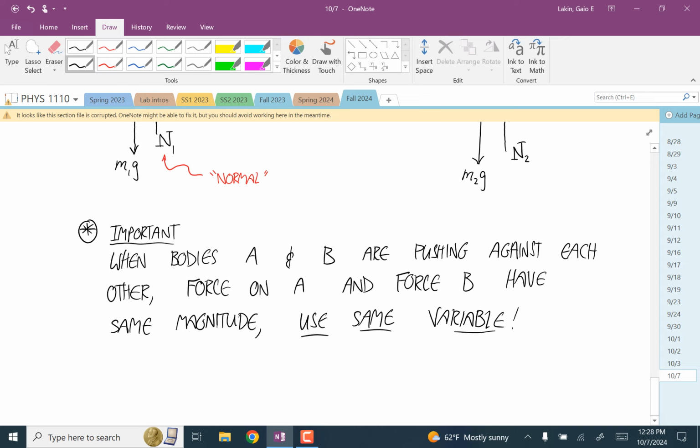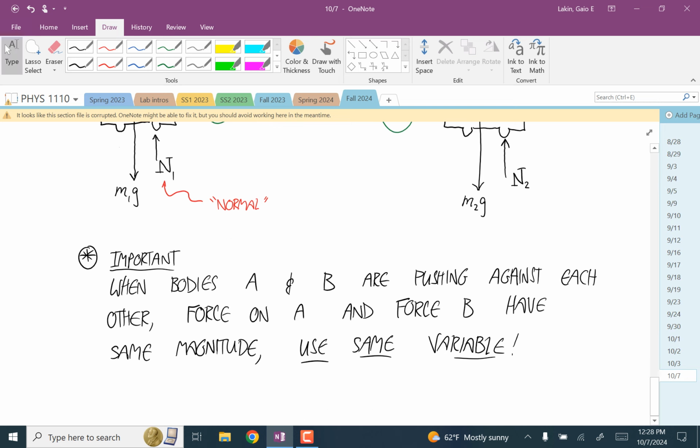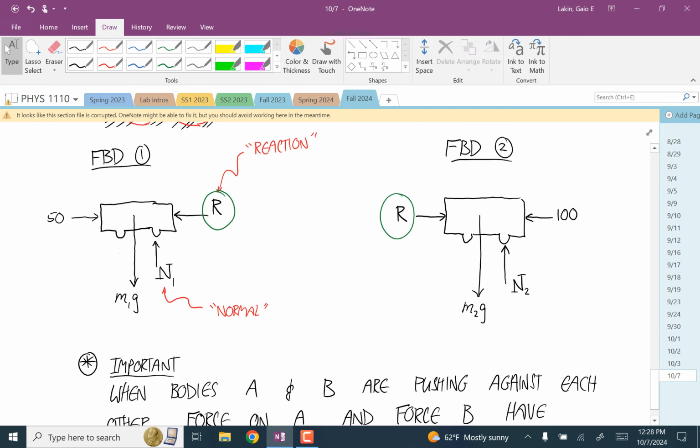Notice that that's different than what's happening at the ground. The ground is pushing on body 1, and the ground is separately pushing on body 2. That's not the same thing as those two bodies pushing on each other. Anybody have any questions? So that's it for how to deal with pushing contacts.